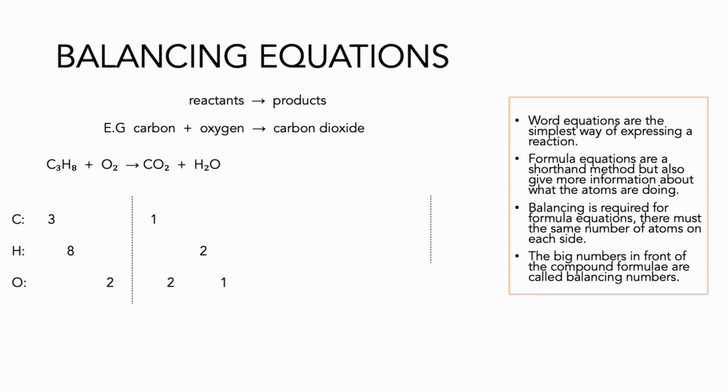So we're going to start by adding a 3 in front of this carbon dioxide. That means we're going to get 3 carbons here and 6 oxygens down here. Next we're going to make this 4 waters. We get 4 oxygens there and 8 hydrogens there. Next we're going to make this 5 and we're going to get 10 oxygens there.